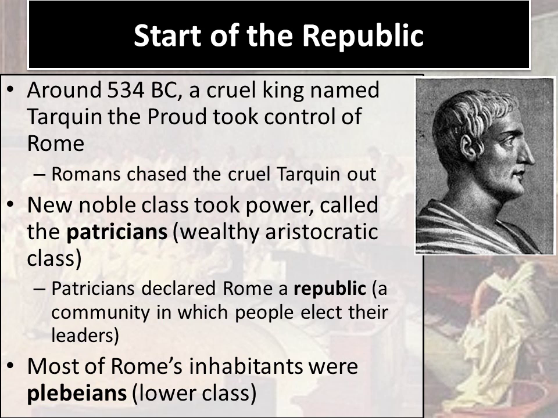A republic is a word you need to know, and it means a community in which people elect their leaders. Most of Rome's inhabitants, though, were not patricians. They were not wealthy aristocrats. Most were plebeians, which is a word that you need to know. It means members of the lower class.